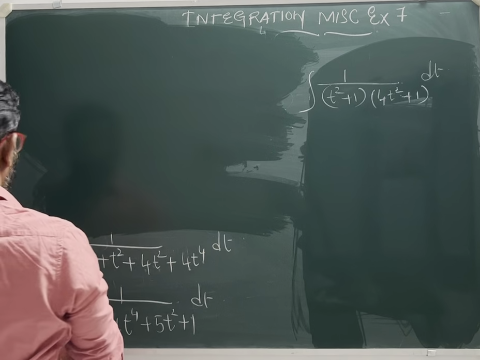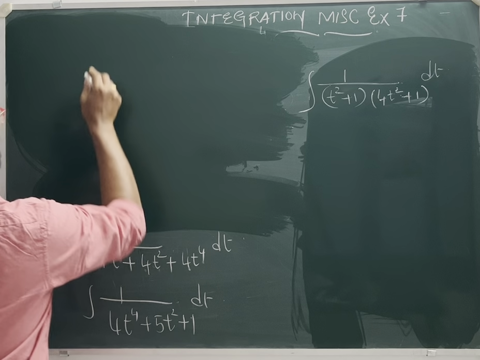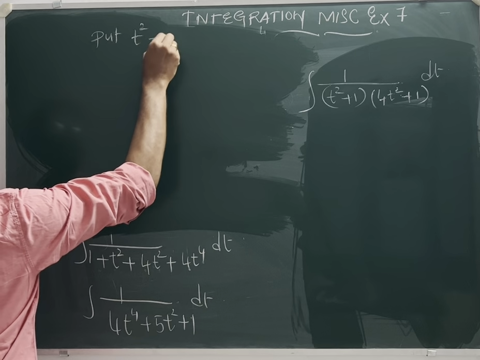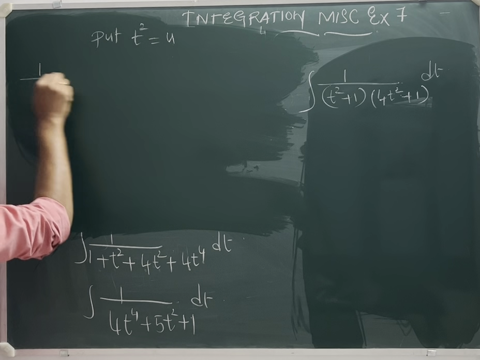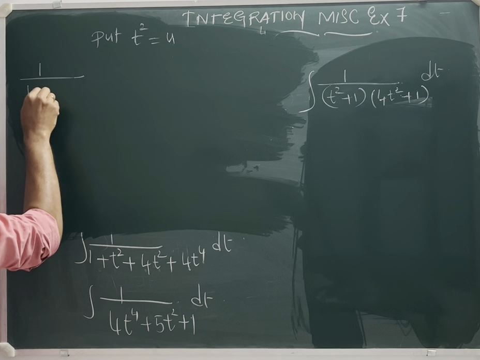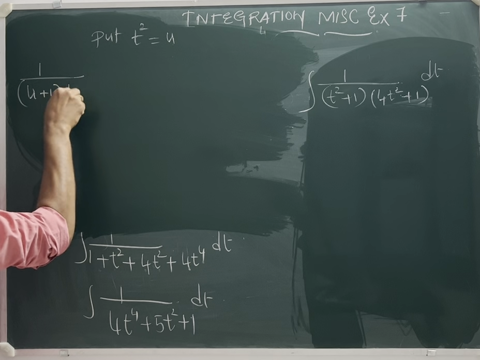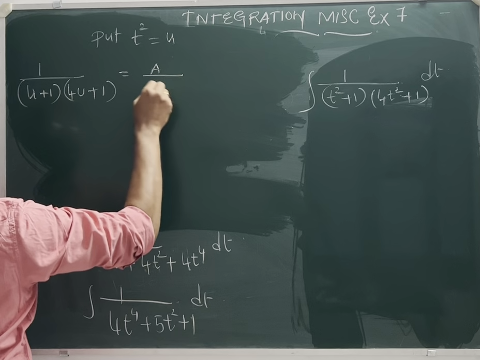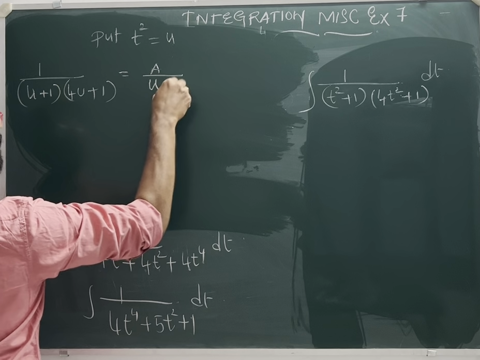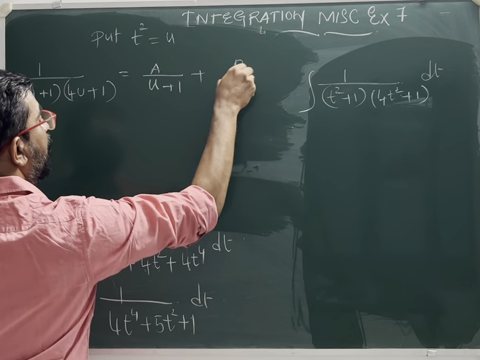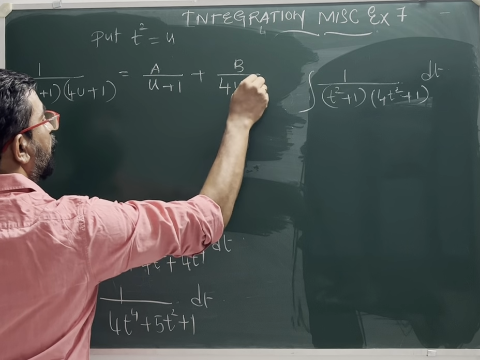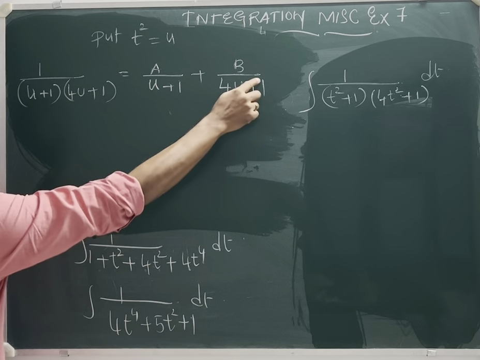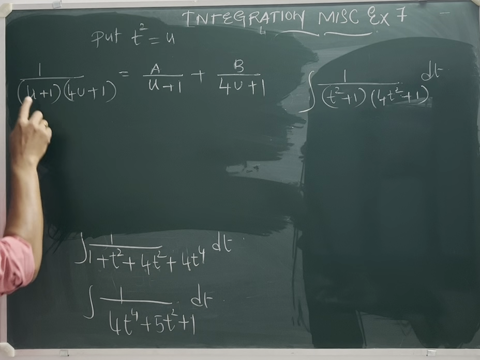What I do is, for the time being, it's not an integral substitution, we just put t square is equal to u. So this will become 1 by u plus 1 into 4u plus 1, which I can write by the partial fraction method as a by u plus 1 plus b by 4u plus 1. Now multiply the denominator of the question all through. Then if you multiply, this will get cancelled.